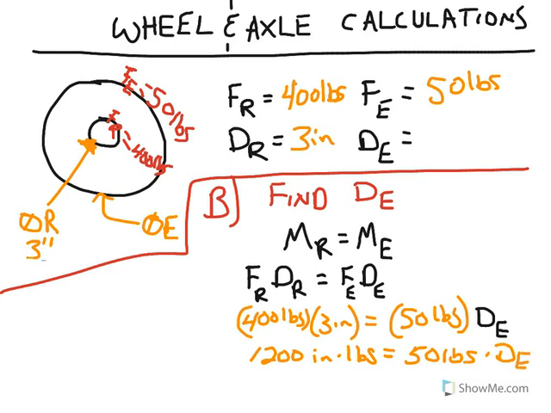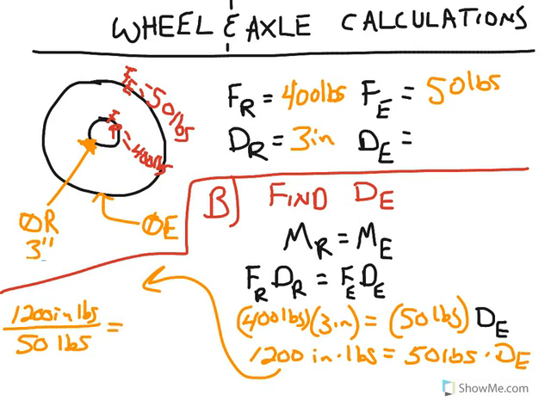To get distance of the effort by itself, I'm going to divide both sides by 50 pounds. On the left, that would give us 1,200 inch-pounds divided by 50 pounds. On the right, we're just left with the distance of the effort. On the left, the pounds cancel. You divide something by itself, that gives you 1. 1,200 divided by 50 is 24. The only label left is inches. The diameter, or the distance of the effort, needs to be 24 inches.